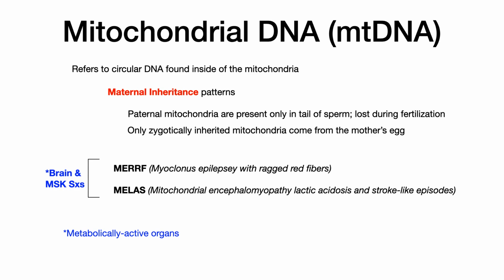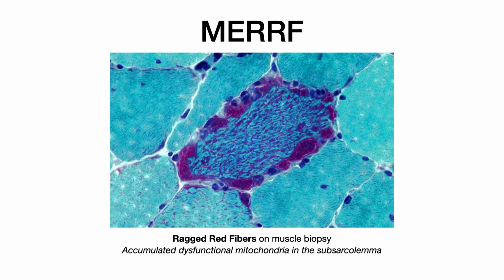Now, between these two diseases, the most high yield one is MRF. And the reason it's most high yield is because the test writer is going to show you a picture of a ragged red fiber, which looks like this. So these are ragged red fibers. You might see them described instead of written out as ragged red fibers. So the other way that I would suggest learning this is if you see the phrasing accumulated dysfunctional mitochondria in the subsarcolemma, that is a very fancy technical way of saying ragged red fiber.